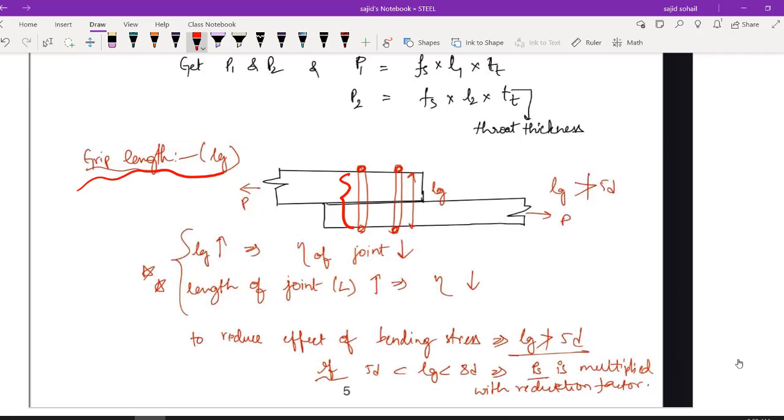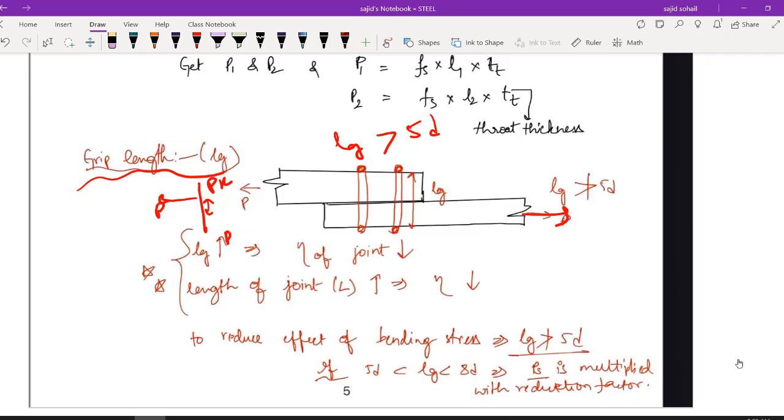As I told in the very first module, the grip length should not be greater than 5 times your diameter. If it is greater than 5 times the diameter, what will happen? You can see here, यहाँ पे force आ रहा है P, यहाँ पे force आ रहा है P. It is similar to two forces P at some distance X. So obviously it will result in a moment, or a couple equivalent to P x X.